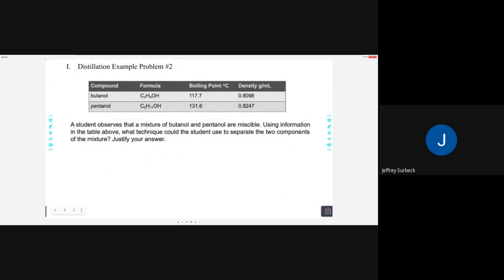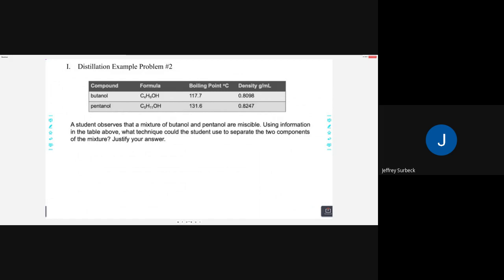Now, is everyone okay if I just go over this problem verbally? This would be a free response. You're going to get the textbook answers here in just a moment. It says here, a student observes that a mixture of butanol, the OL means there's an alcohol group, a hydroxyl, an OH group attached to that, and pentanol, are miscible, which means they do what if we put them together? Mix. They mix. You couldn't tell them apart.